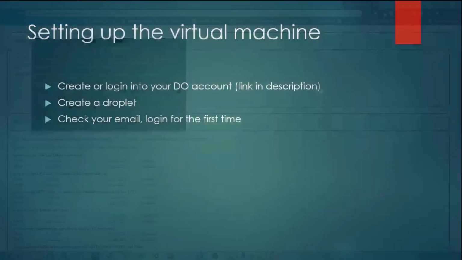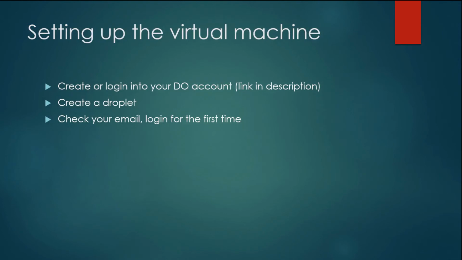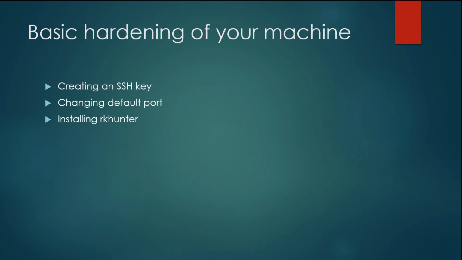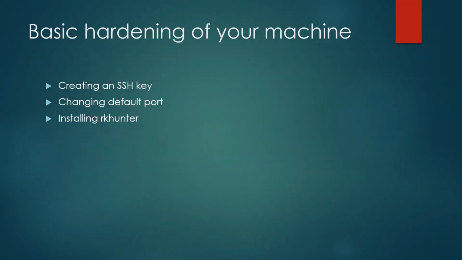Alright, so what we've done, we've looked into the terminal, we have checked our email, logged in for the first time, and we've changed the password. The next thing we're going to do is create an SSH key. We're going to change the default port of the SSH service, and we're going to install Arch Hunter. We'll be doing this in the next part of this tutorial, so I'll see you there.